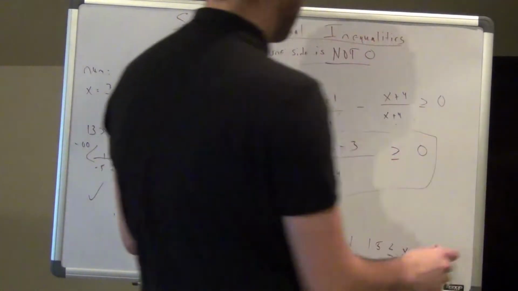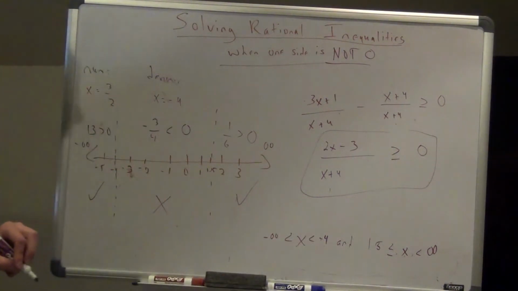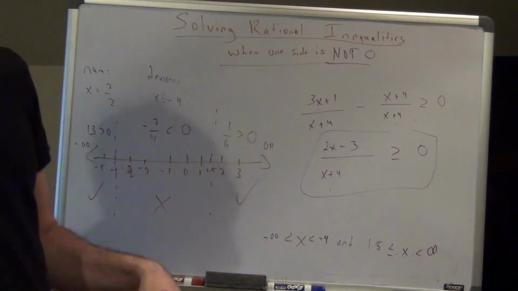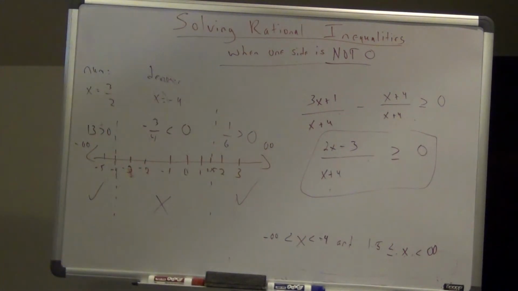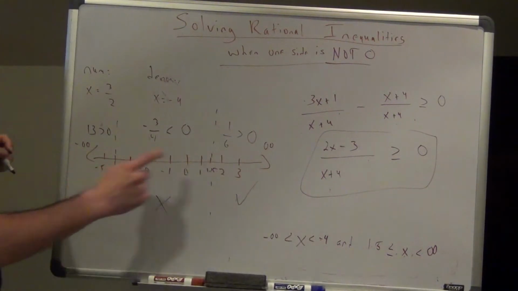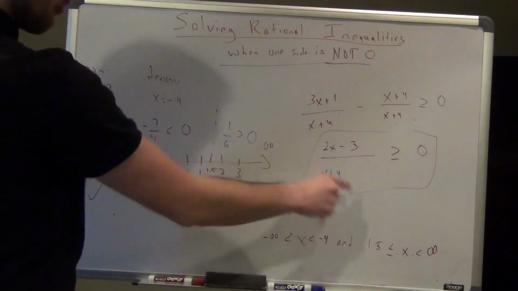Okay, you're asking me, why did I put the equal to with the 1.5 and not with the negative 4, not with the infinities? First off, x is never going to be equal to infinity, so it's always going to be less than or greater than with the infinities. The reason it's not equal to negative 4 is because if you plug that in here, it makes this undefined. Remember, we can't divide by 0. But 1.5, it can equal.